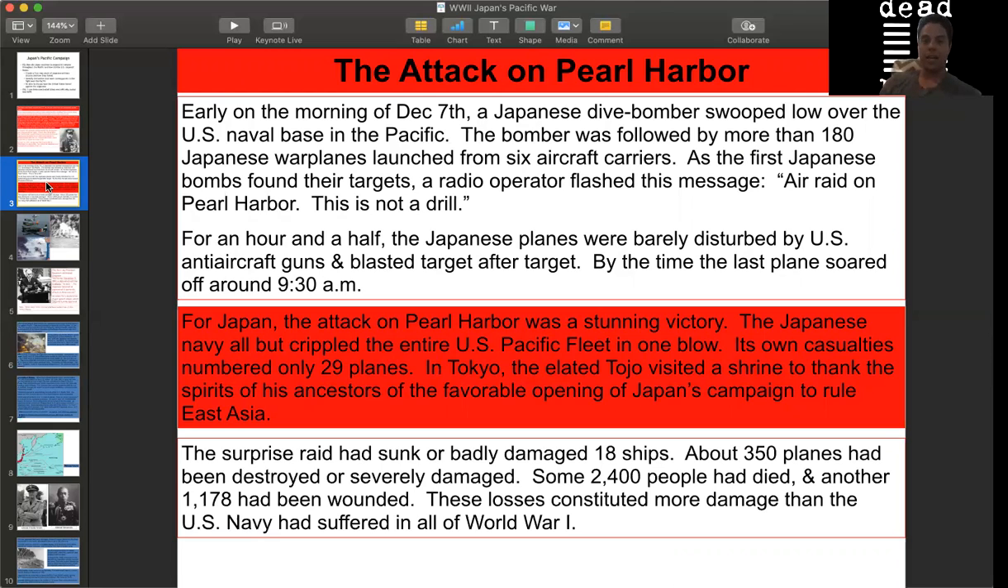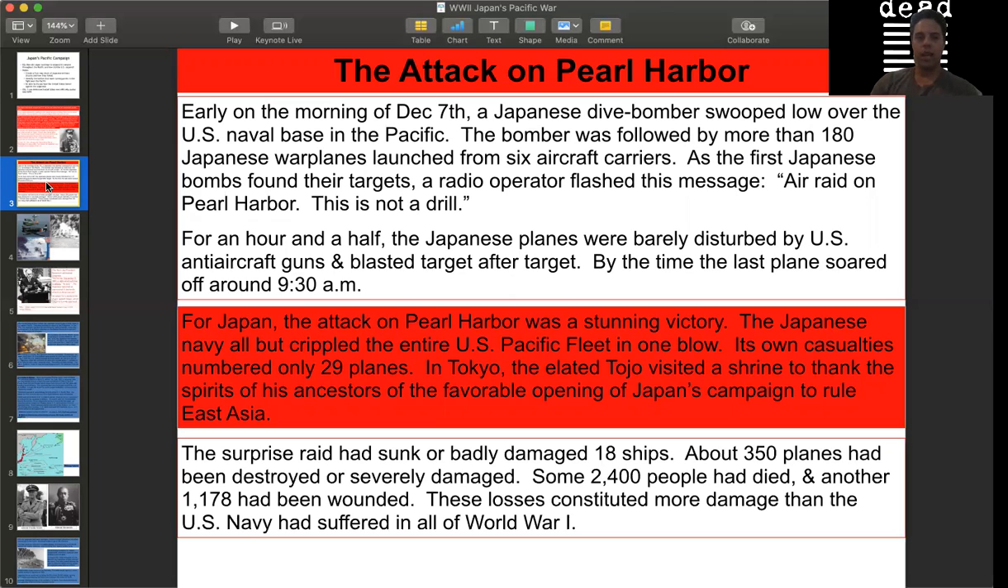The surprise attack decimated the United States. It sunk or badly damaged 18 ships, and about 350 planes had been destroyed or damaged, as many of these planes were shot on flight decks, not able to actually get into the air. Some 2,400 people died in the attack, and another 1,178 had been wounded. These losses constituted more damage than the U.S. fleet had suffered in all of World War I.